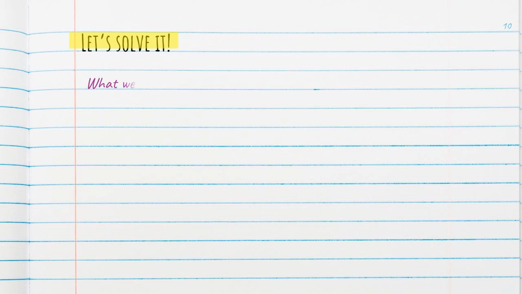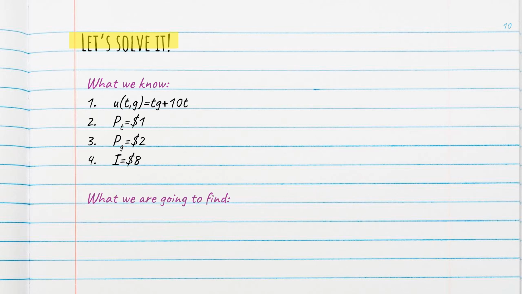Let's solve this question. We know the utility function, the prices of both goods, and Colton's income. We know that we are looking to find Colton's utility maximizing basket. So we're going to proceed as if we do not suspect a problem, meaning we're going to set up the tangency condition and the budget constraint.